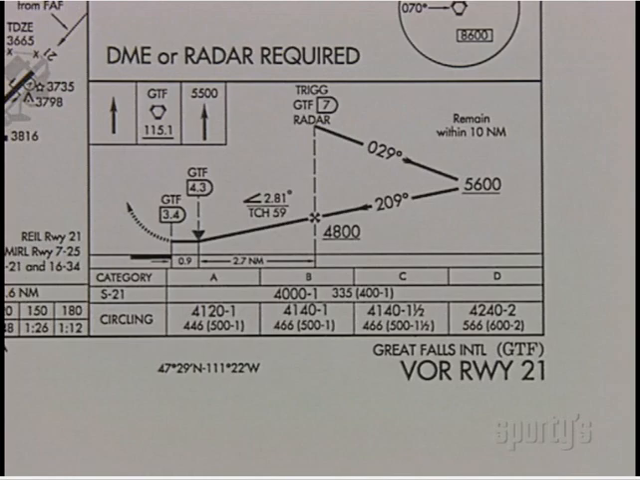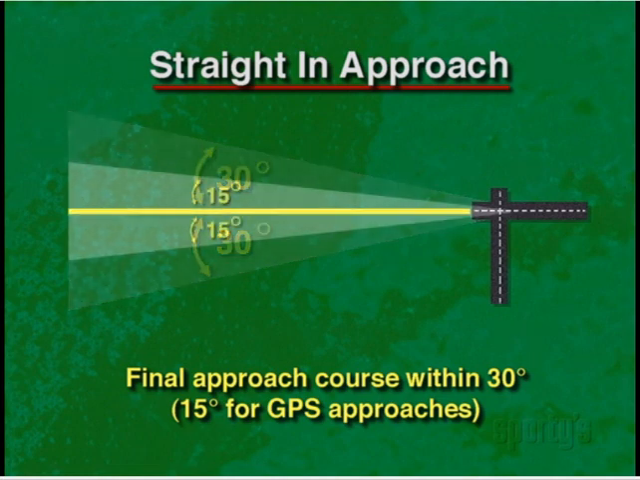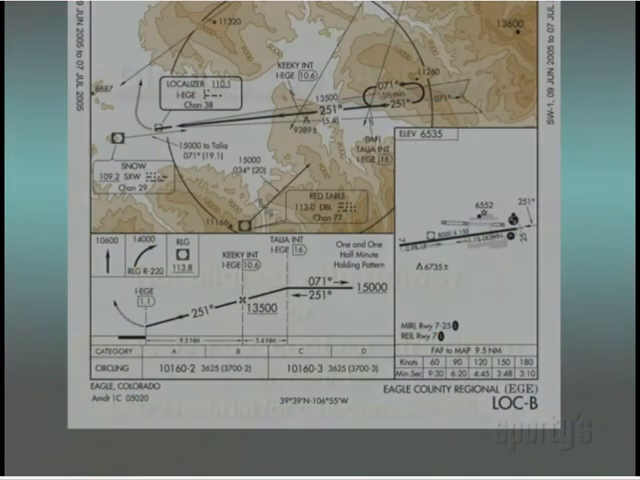For a straight-in approach, the angle between the intersection of the extended center line of the runway and the final approach course cannot exceed 30 degrees, or 15 degrees for GPS approaches. A circling-only approach is either not aligned with a runway, or in the case of a few procedures, one where a straight-in would require an excessive descent on the final approach segment.